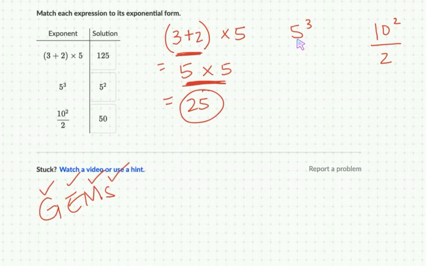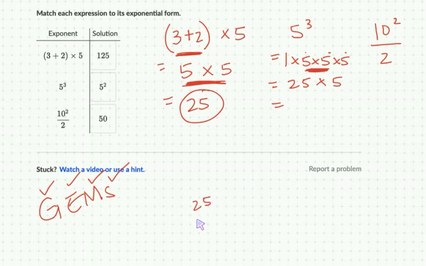And then 5 to the third power, there's only exponents, so I got to do that. 1 times 5 times 5 times 5, 3 times. 1, 2, 3. 5 times 5 is 25, and then I still have a times 5 at the end. 25 times 5 is 125.